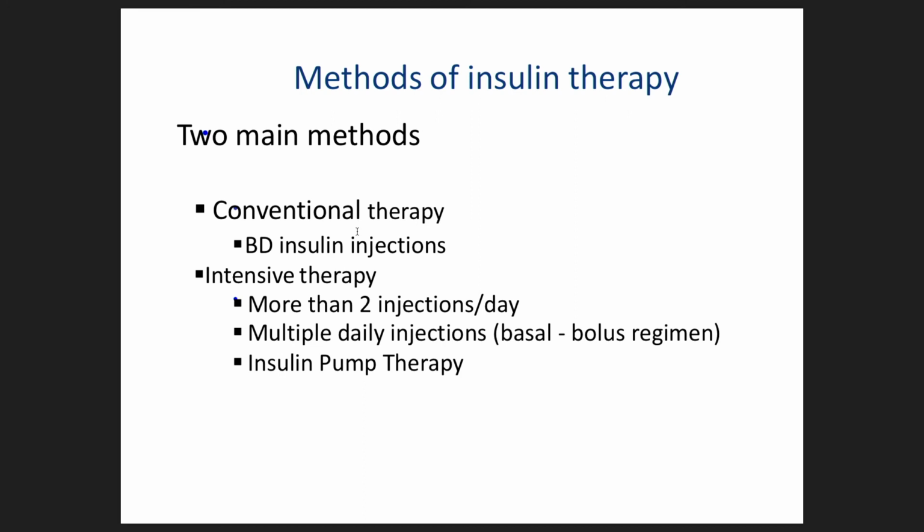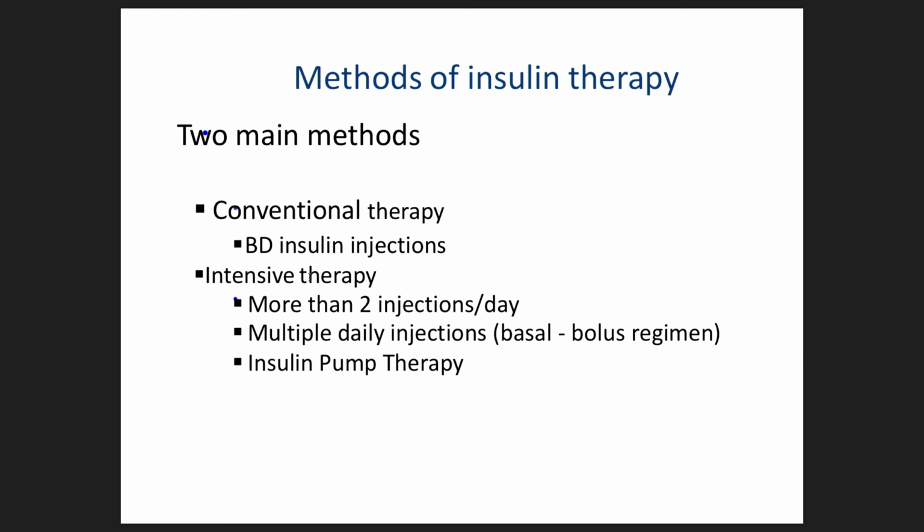The conventional method means twice per day injection, one before breakfast and one before dinner, and this was the old method of giving insulin. Nowadays, nobody uses conventional therapy because it has been associated with a lot of poorly controlled diabetes and with complications. So people started to shift to intensive insulin therapy rather than conventional insulin therapy.